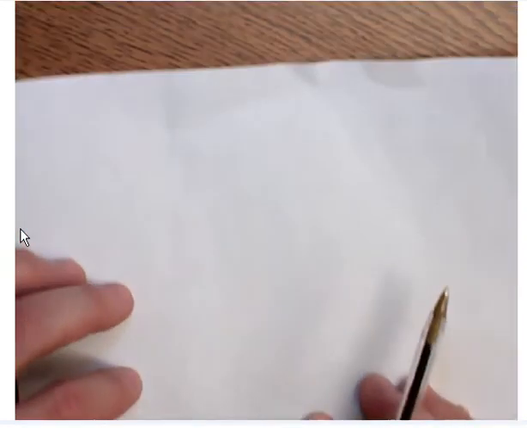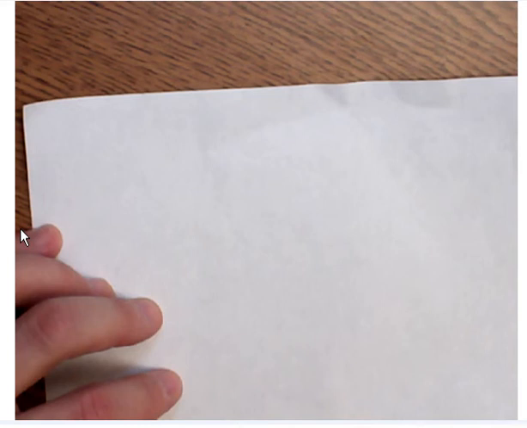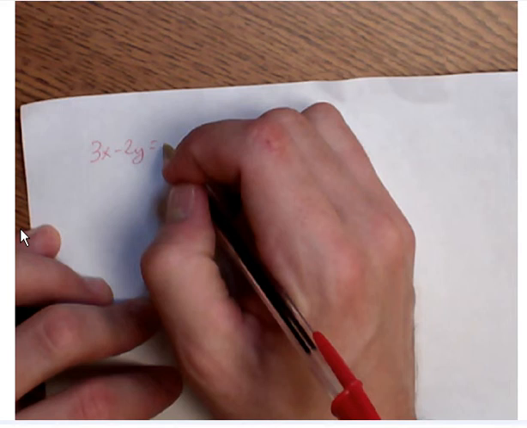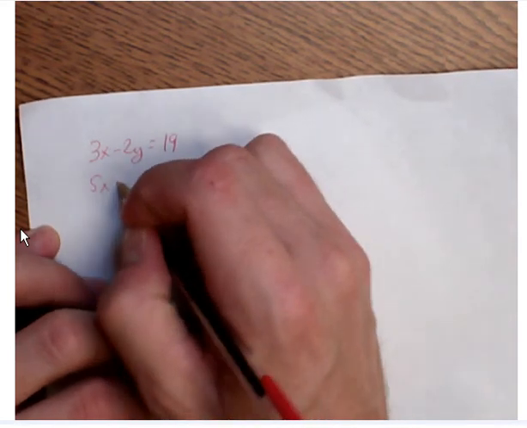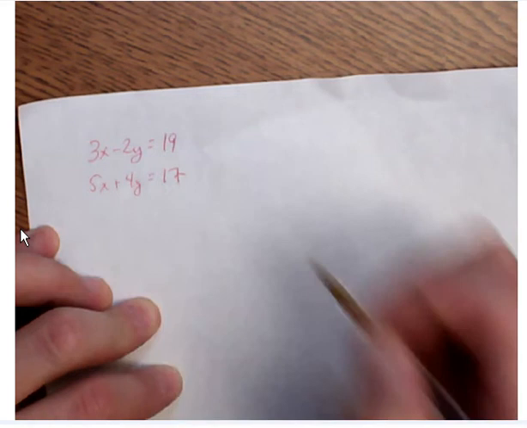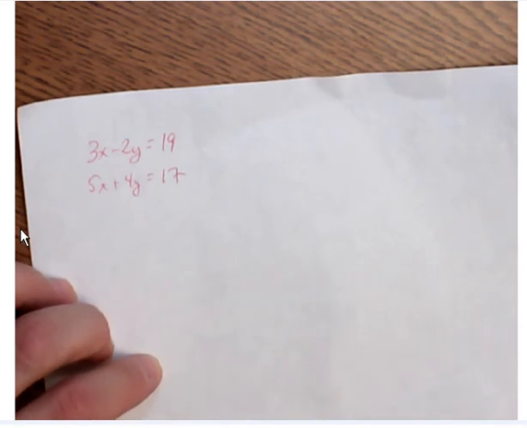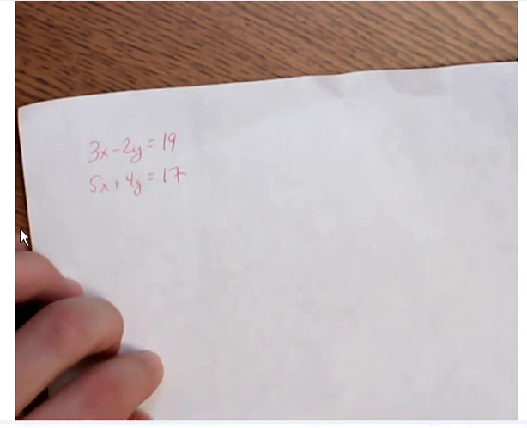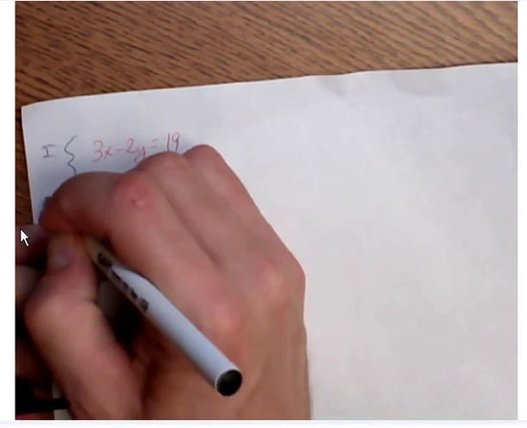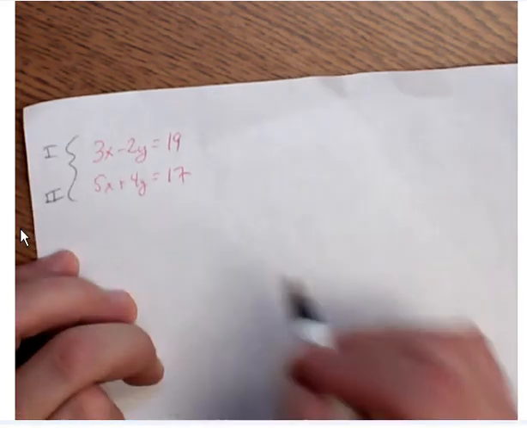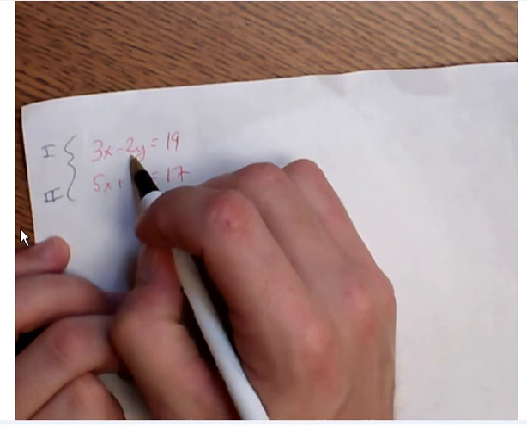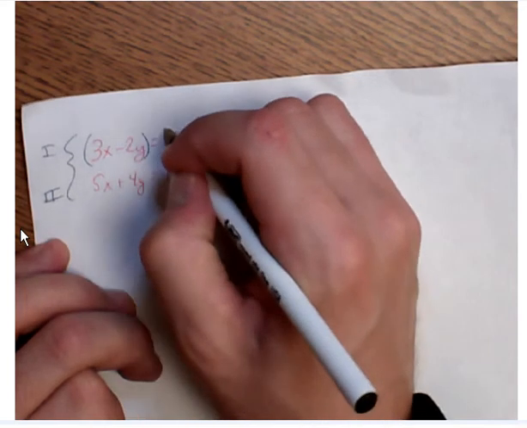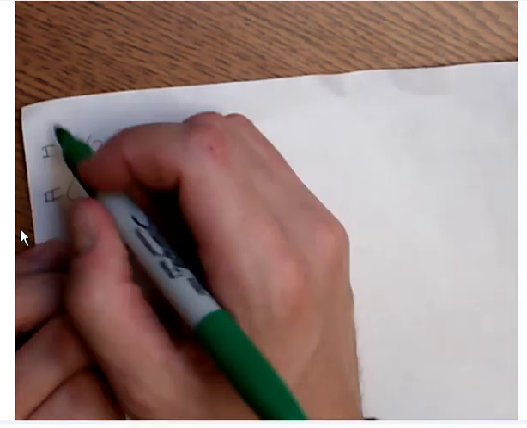Let me just show you real fast how this would work. If I did 3x minus 2y equals 19, and then 5x plus 4y equals 17. So that was the original system that we had. Okay, so if we had wanted to eliminate the y values, equation 1, equation 2, now negative 2y, positive 4y. Let's make this a negative 4y. So to make that a negative 4y, I'm going to multiply by 2.